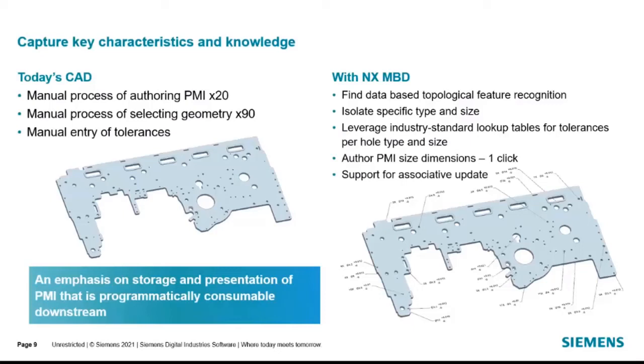More importantly, the rule supports associative updates. So if there's changes made to the data, a simple update to the rule is all that's needed to provide that associative update. So this is just one of the many examples showing how NX model-based definition, or NX MBD, will help capture key characteristics of knowledge.